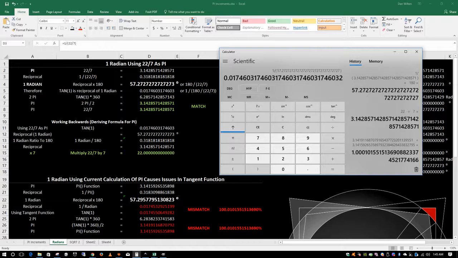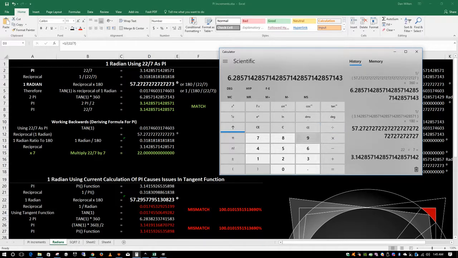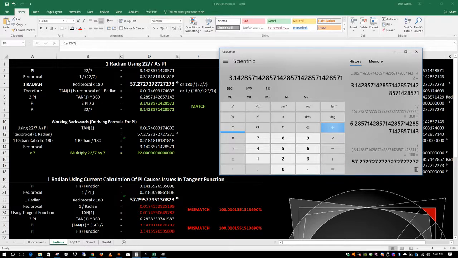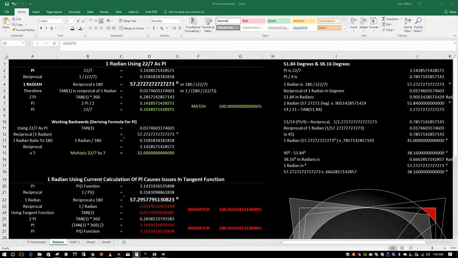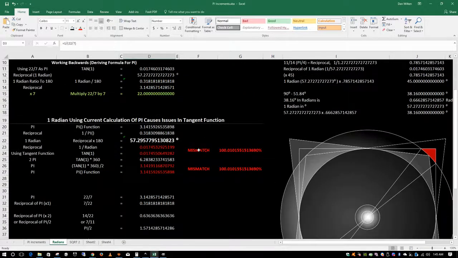If we multiply this times 360, then we get something that looks a little bit more like 2 pi. If we divide that by 2, then we actually get the 22 over 7, and we know this because if we take this number here and we multiply it times 7, we get 22. And so the match here is 100% versus something that's slightly off using their tangent function. So if anything, the problem is consistency.